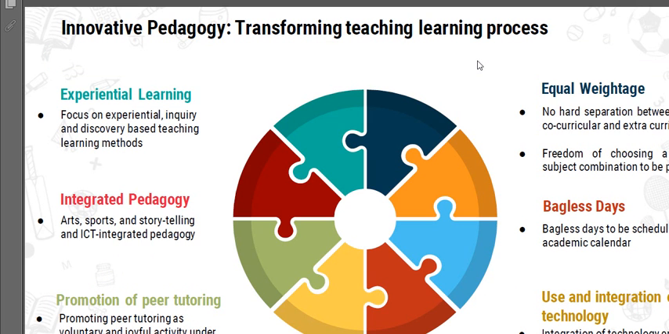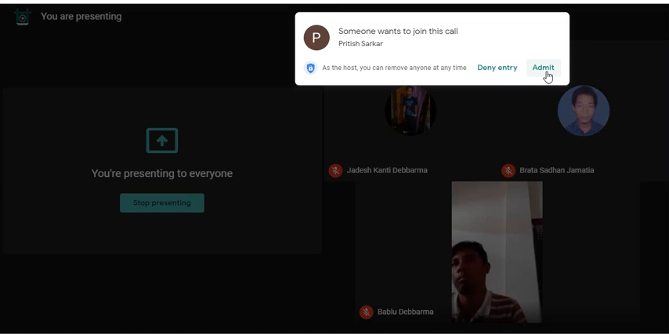The next point is innovative pedagogy, transforming teaching-learning processes. Experiential learning: focus on experiential, inquiry and discovery-based teaching-learning methods. Integrated pedagogy: arts, sports, storytelling and ICT-integrated pedagogy. Promotion of peer tutoring as a voluntary and joyful activity under the supervision of teachers. Equal weightage: no hard separation between curricular, co-curricular and extracurricular areas.